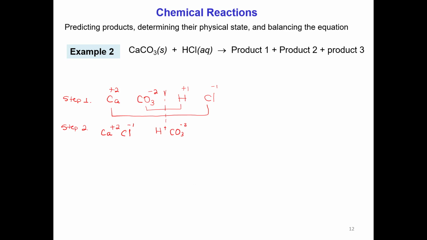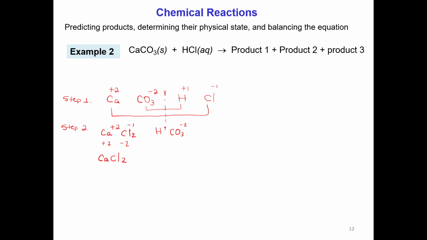We need to check if we have neutral products. And we can see here we have +2, but on this side we have -1. Then in order to get the same charge, we need 2 chlorines here. And now if you multiply 2 by -1, you will get -2. Now we have a neutral product, and we can write the final product without charges.